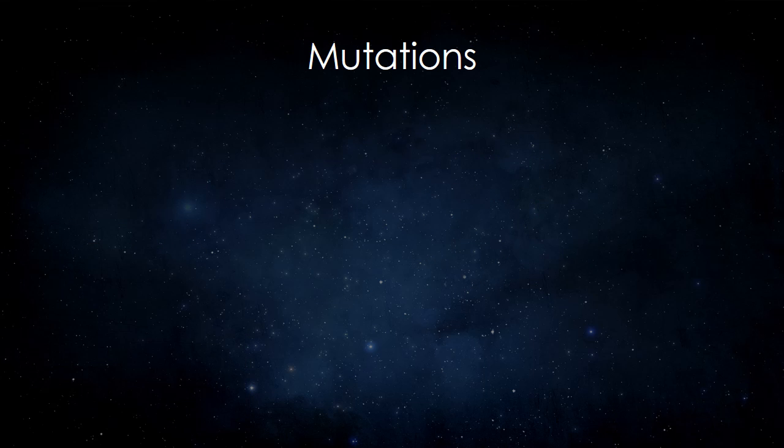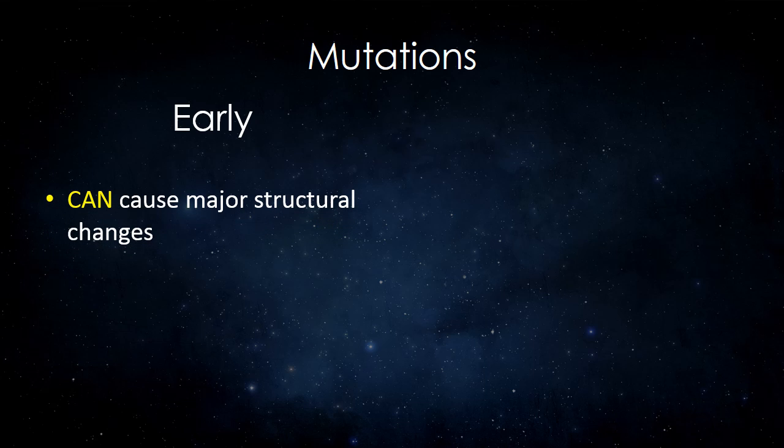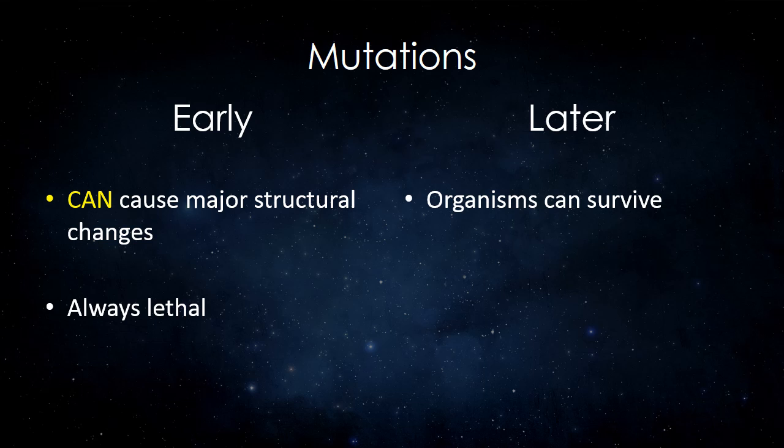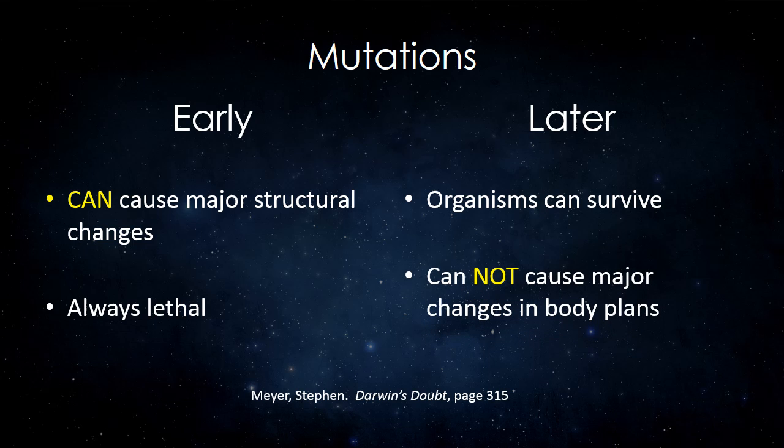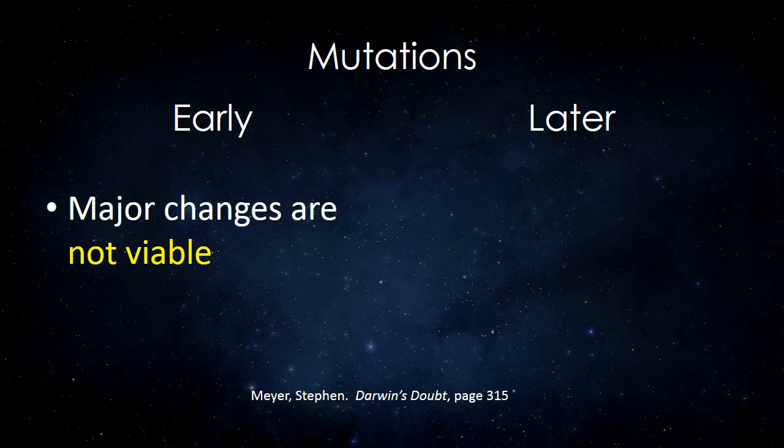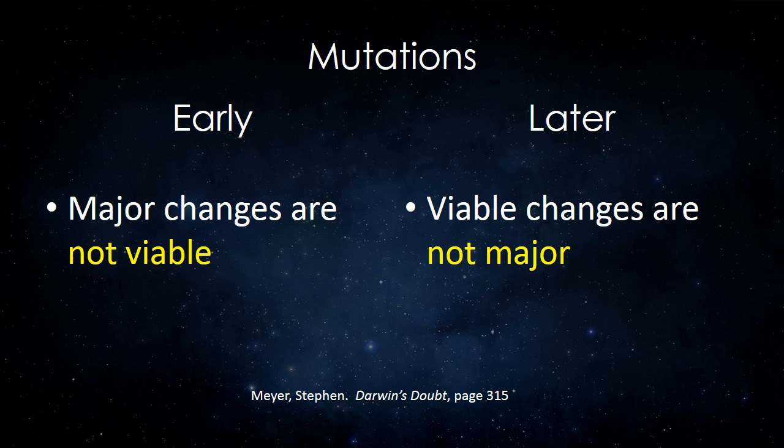Scientists have conducted experiments that purposely cause mutations in organisms to see if it is possible to produce major changes in body plans. They found that mutations which happen early in the developmental process can produce major structural changes in the organism, but those mutations are always lethal. Although organisms can survive mutations which happen later in the developmental process, those changes are always too small to alter the body plan. Another way to say this is that major changes are not viable, and viable changes are not major.